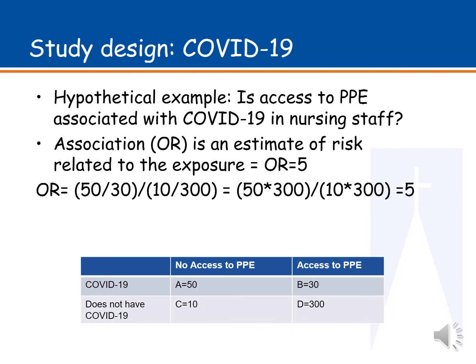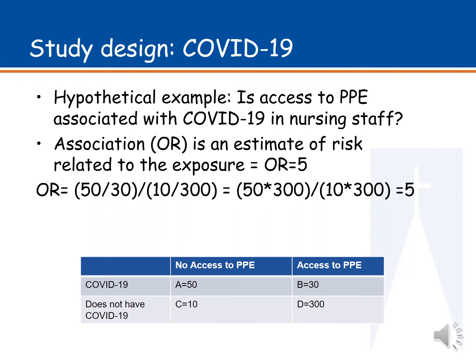And you ask those nurses who had COVID-19, did you have access to protective equipment? Particularly, did you have access to protective masks? And let's say 50 out of 80 of your COVID-19 cases did not have access to masks. So that would mean their odds of not having access to PPEs would be 50 divided by 30. That's your first odds, your odds of not having access to the equipment.